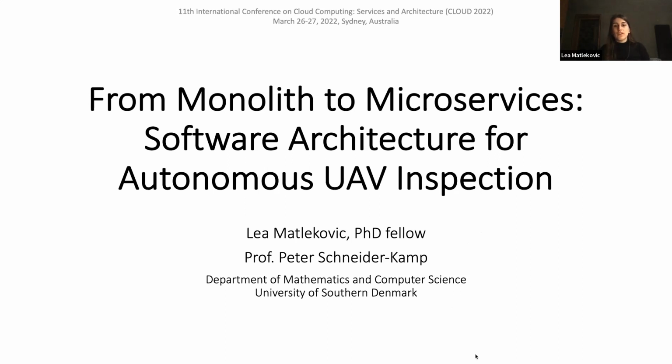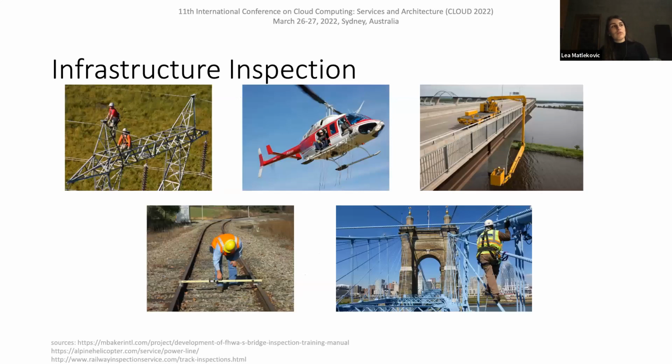So in this work, we present the process for migration of an application for infrastructure inspection, actually for mission planning using autonomous drones, from monolithic architecture to microservices. So I would like to start with the big picture and tell you a little bit about the project we are participating in, and this research is actually part of that project.